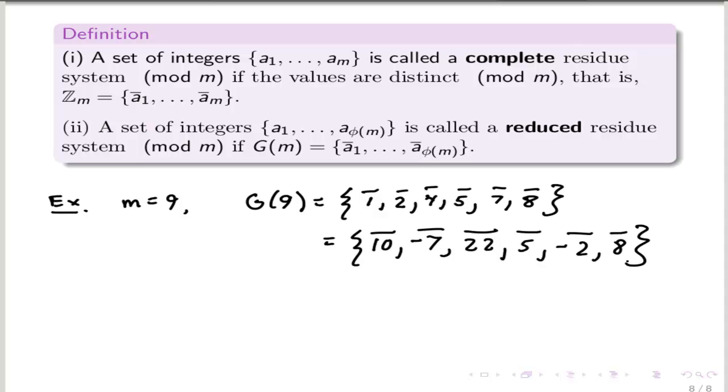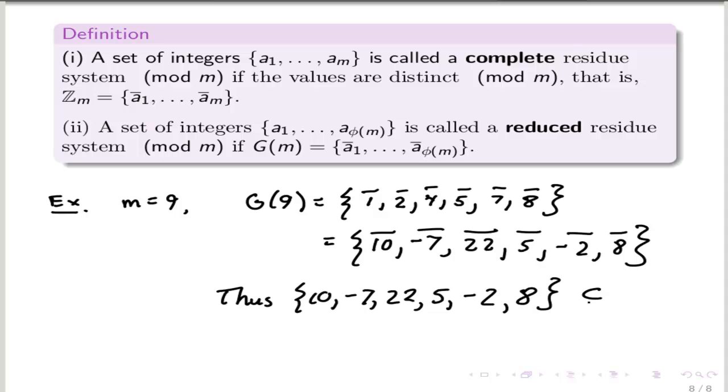And so the set of integers 10, negative 7, 22, 5, negative 2, and 8 is a subset of just the ordinary integers. And that would be called a reduced residue system mod 9.